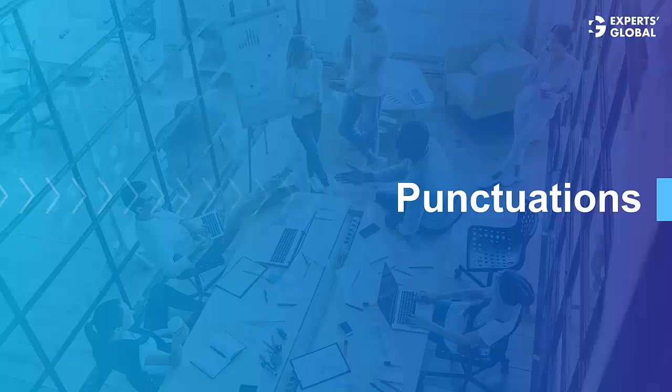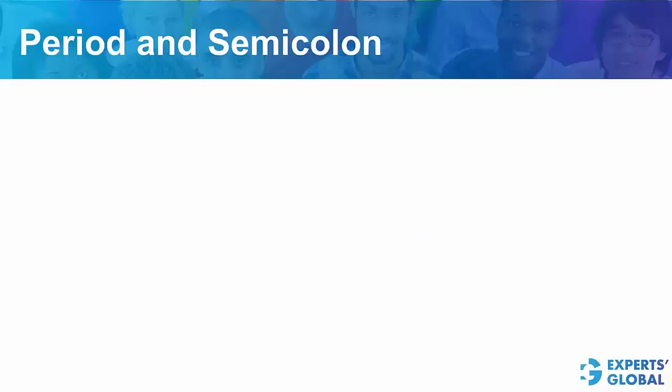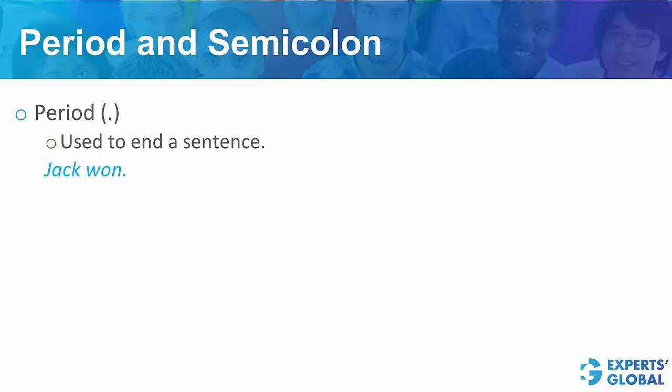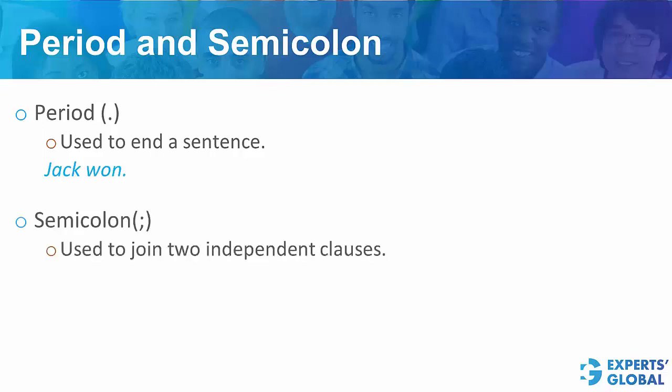Let's get into punctuations. To begin with, period and semicolon. Period has only one use, which is to end a sentence. For example, "Jack won." Semicolon also has just one use, which is to join two independent clauses.